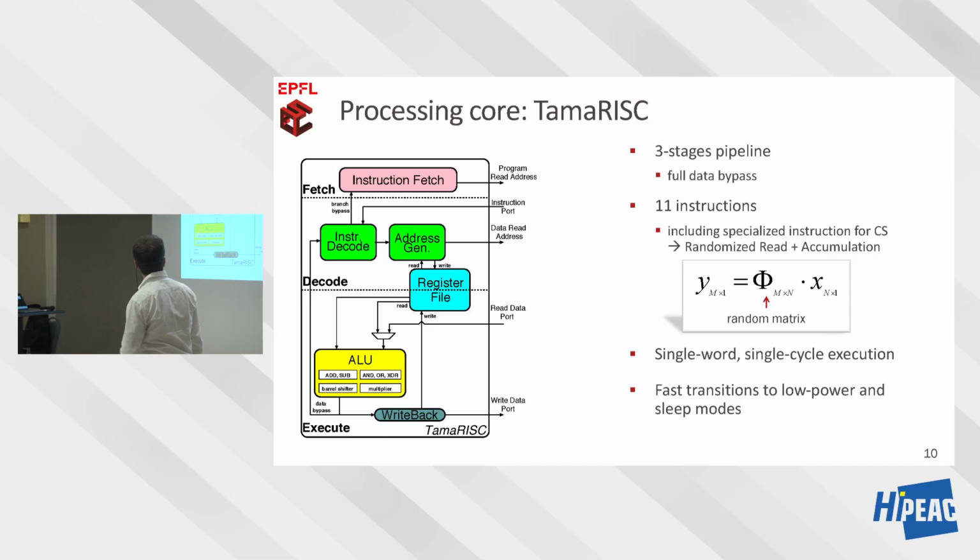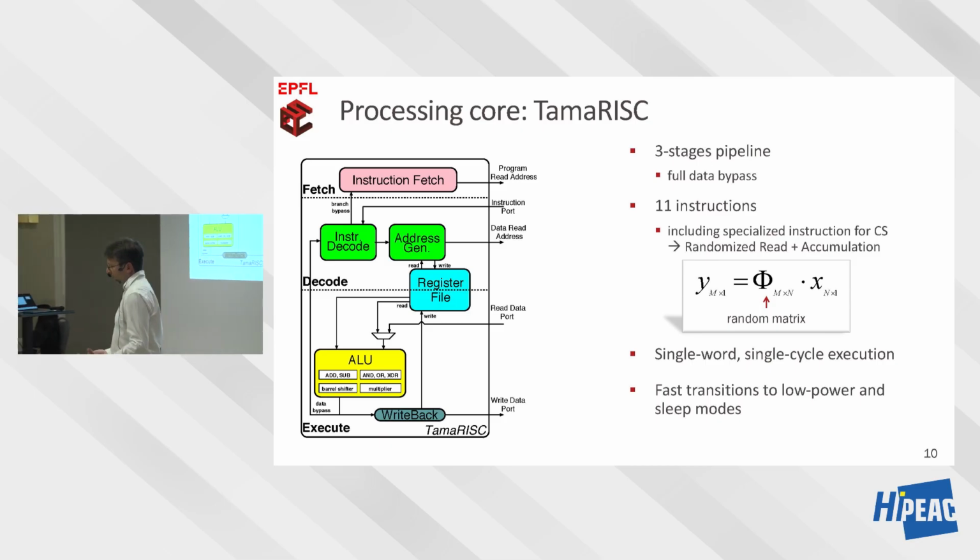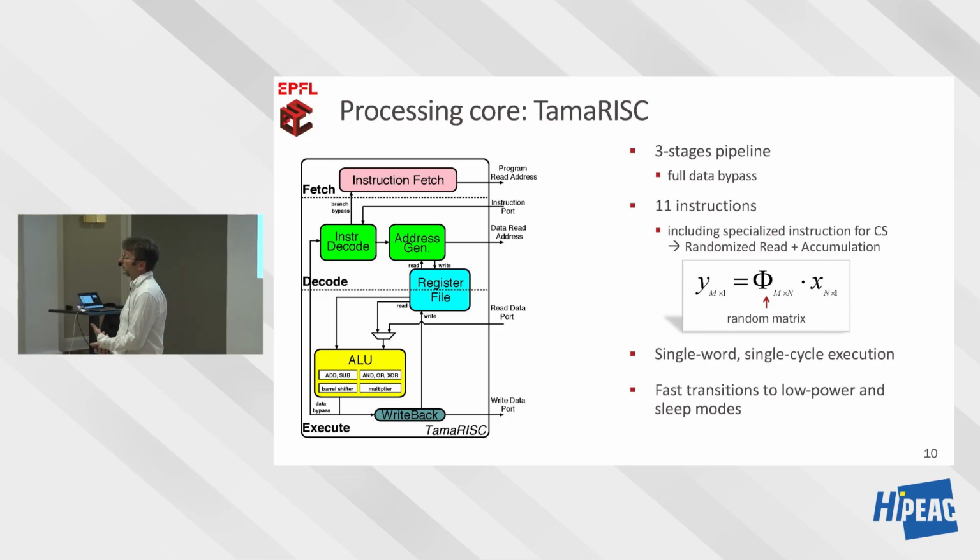This was the second design from Ahmed, and this was still a 3-stage pipeline. In this case, we could reuse the output register from the ALU, doing some data bypass and bypassing the register file. A very minimalistic instruction set, only 11 instructions, and we added a special instruction to support compressed sensing, and this special instruction was doing the multiply accumulate with a random matrix composed of zeros and ones. You can imagine that you can implement such a randomizer very efficiently with a linear feedback shift register.